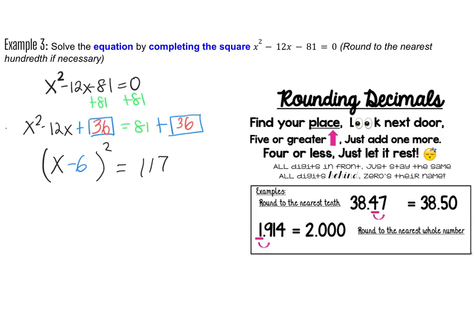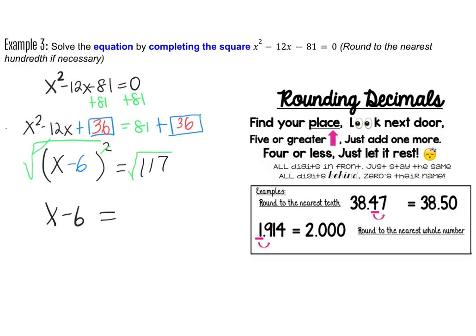Now I want to solve using the square root method. So I'm going to get rid of the square by square rooting both sides. The square root and square will cancel, leaving me with x minus 6. Now this is the different part. Because I do not get a nice whole number, the square root of 117 is a rather large decimal, and I do need to set up two equations.